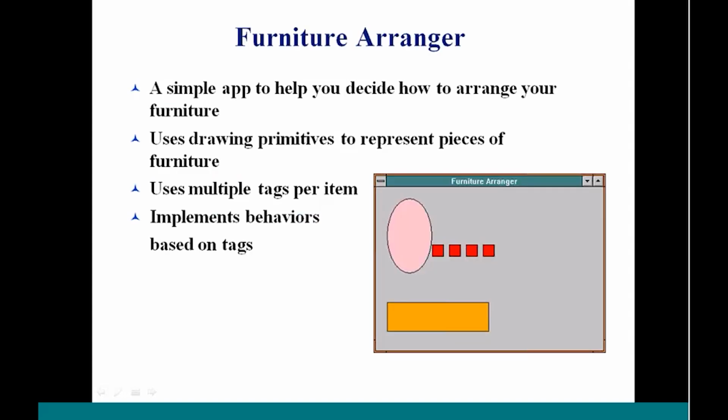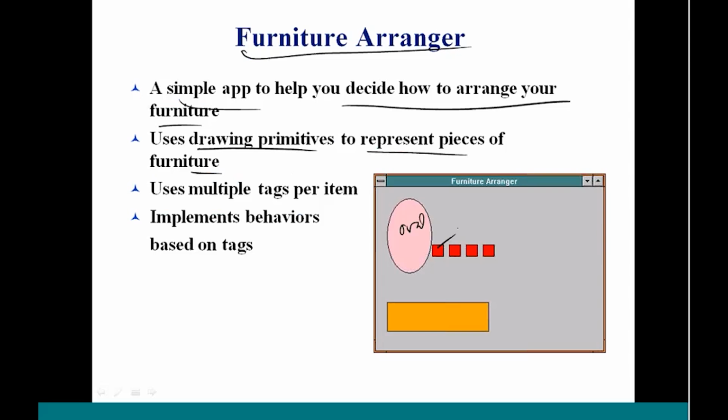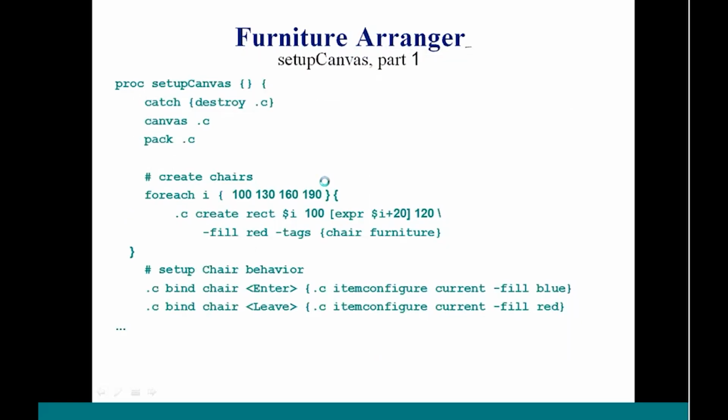The application that we will be building is this furniture arranger application. It is a simple app to help you decide how to arrange the furniture, and we use some drawing primitives to represent pieces of furniture. Here there's an oval, some squares, and rectangles. These represent the furniture, maybe like a top-down view. We will use multiple tags per item, and then implement the behaviors based on these tags. So let's see how we can do it.